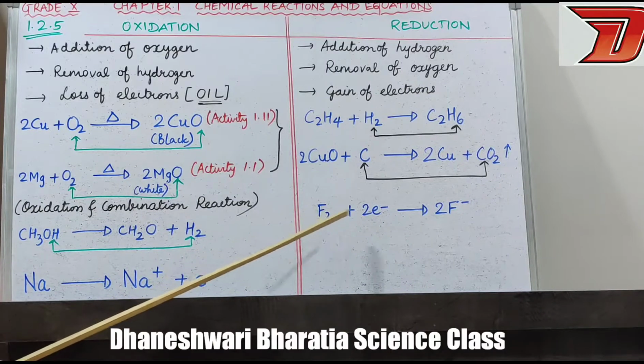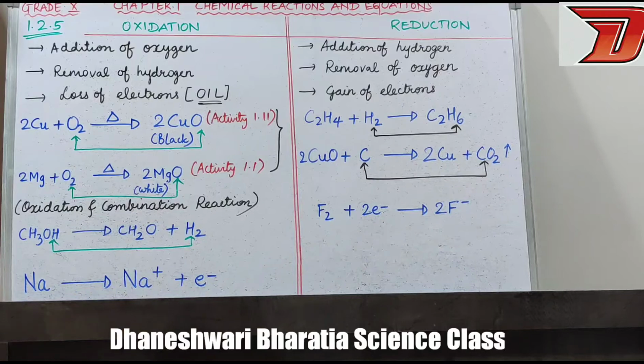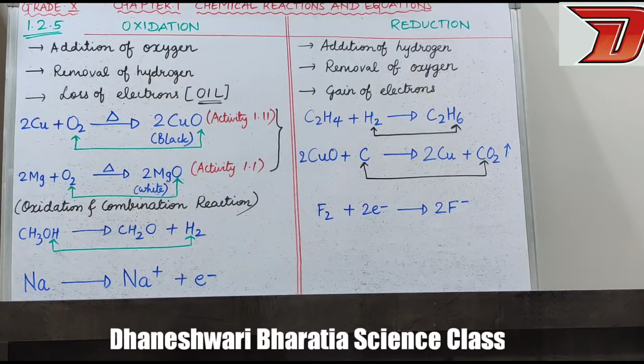The last, gain of electrons. Fluorine, right? When it gains 2 electrons, it will get converted into fluoride ion. Here we have taken examples of metals, and this is a non-metal. Am I clear with this? So this is all about oxidation and reduction reactions. You can have a look in your textbook also.